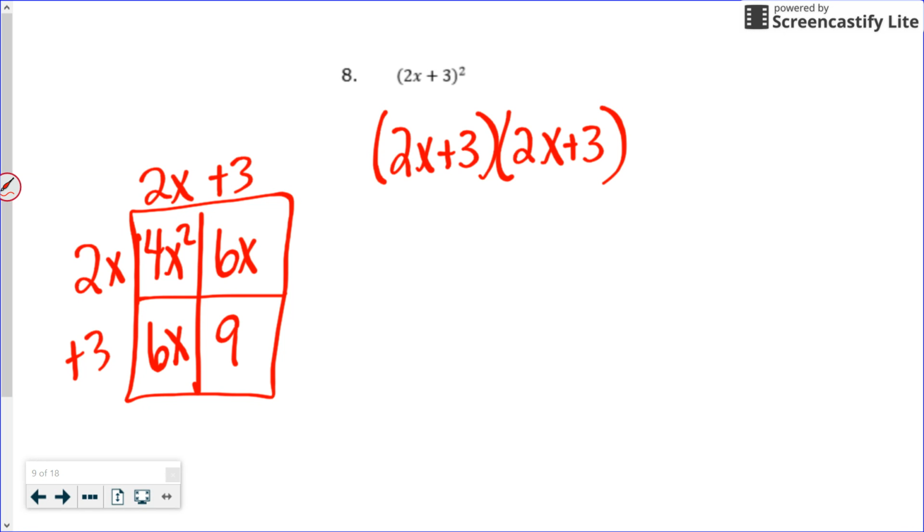I'm going to combine like terms when I write it out. I've got the 4x squared. Combining 6x plus 6x gives me 12x. And then plus 9.